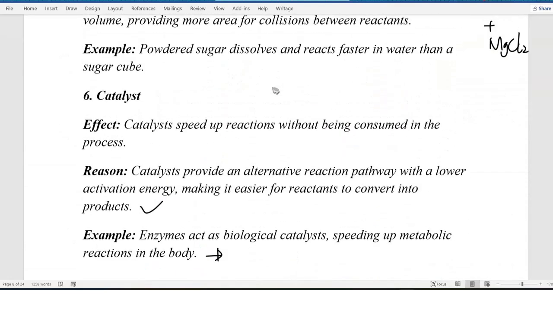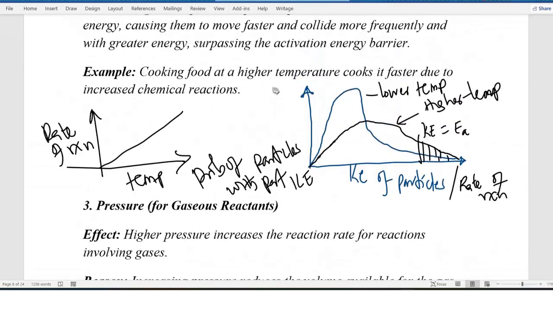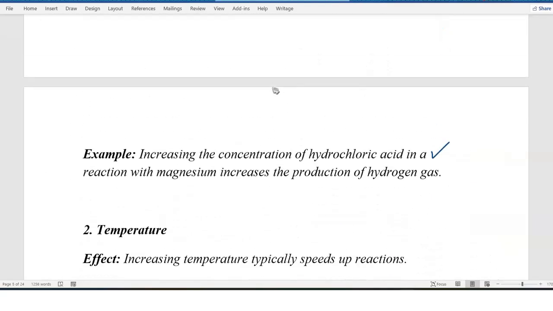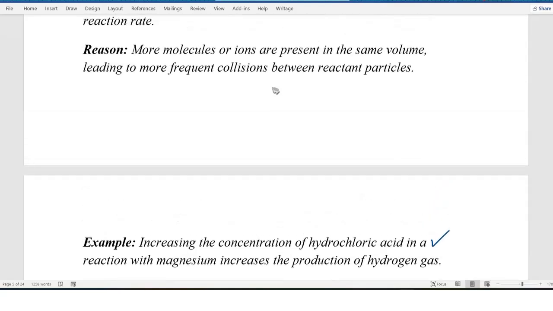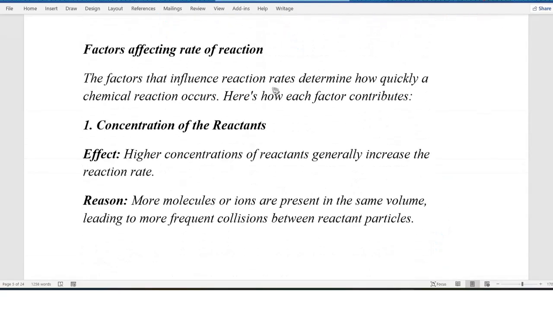So ladies and gentlemen, those are the factors that do affect chemical reaction rates in most cases.